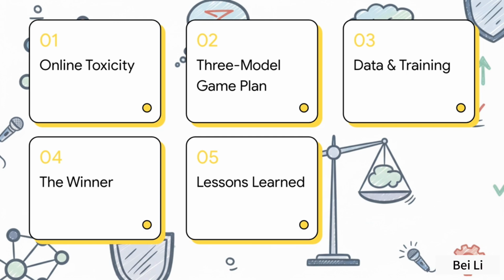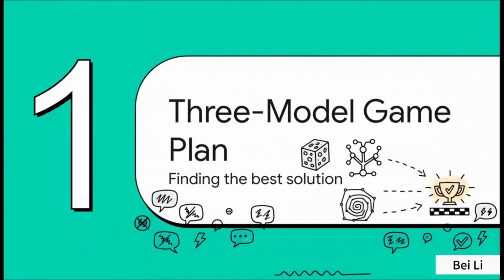Alright, so let's dive into section 1, the 3-model game plan. My strategy here was pretty simple, really. It was a head-to-head competition. Instead of just betting on one single approach, I decided to pit 3 different deep learning models against each other. I wanted to see which one could most effectively sniff out these toxic comments.